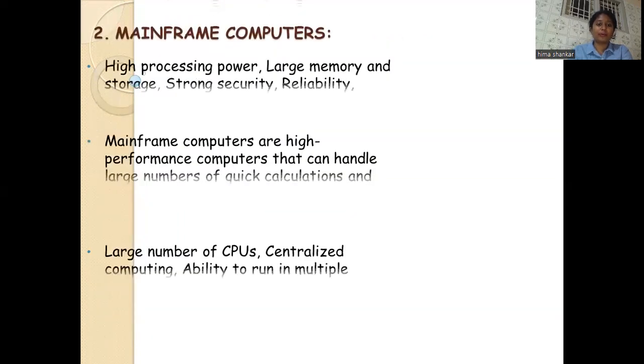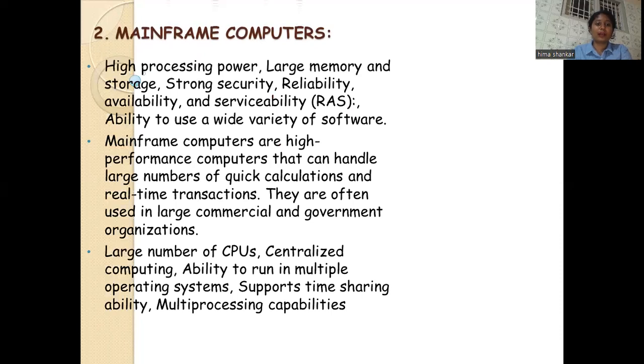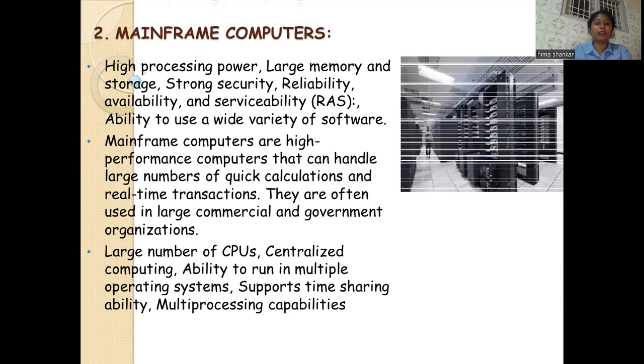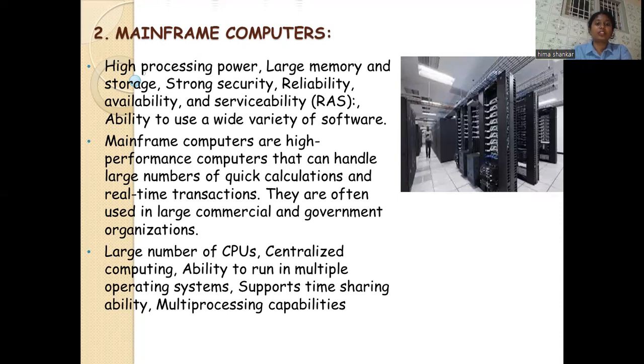And mainframe computers. Mainframe computers come after the supercomputers. They were comparatively smaller, a little lesser than the supercomputers, but even they occupied the whole room, and they also needed an AC because they used to produce a lot of heat. Large memory power storage, strong security, reliability, availability, serviceability, ability to use wide variety of softwares, and many users could connect to one mainframe computer.